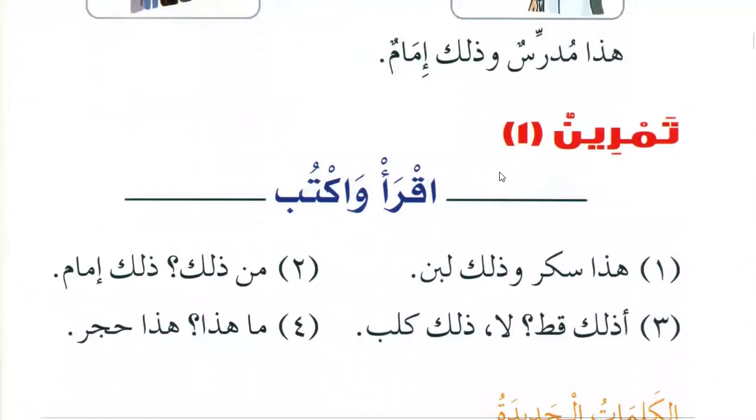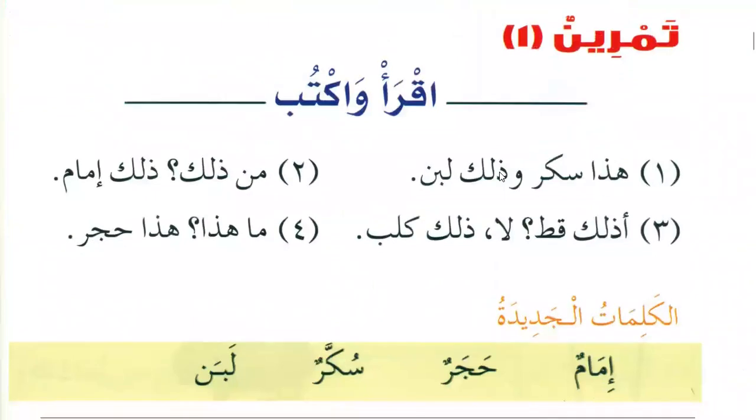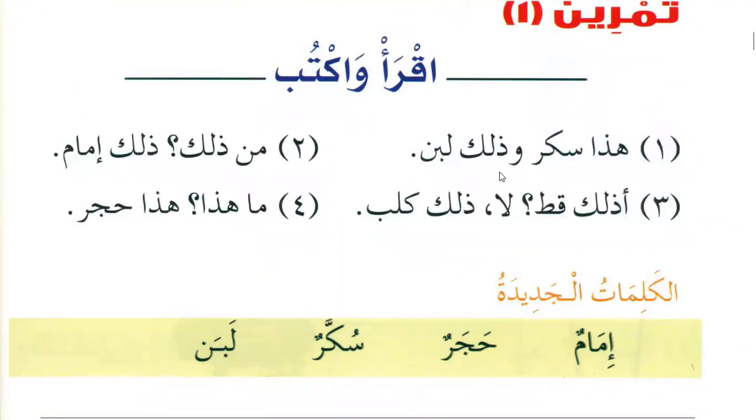Okay, first exercise: read and write. So read this as well. Hadha sukkar wa dhalika al-laban. It means this is sugar and that is milk. Man dhalika? Dhalika imam. Who is that? That is an imam. A dhalika qitt? La, dhalika kalb. Is that a cat? No, that is a dog.